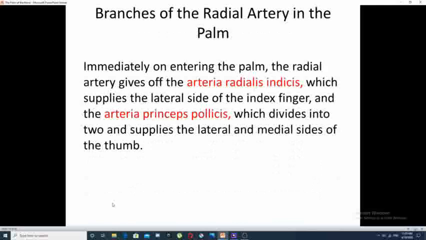Branches from the radial artery. Immediately on entering the palm of the hand, the radial artery gives off two branches. One is called arteria radialis indicis. It supplies the sides of the index finger. The second branch is called arteria princeps pollicis, which divides into two branches that supply the sides of the thumb.